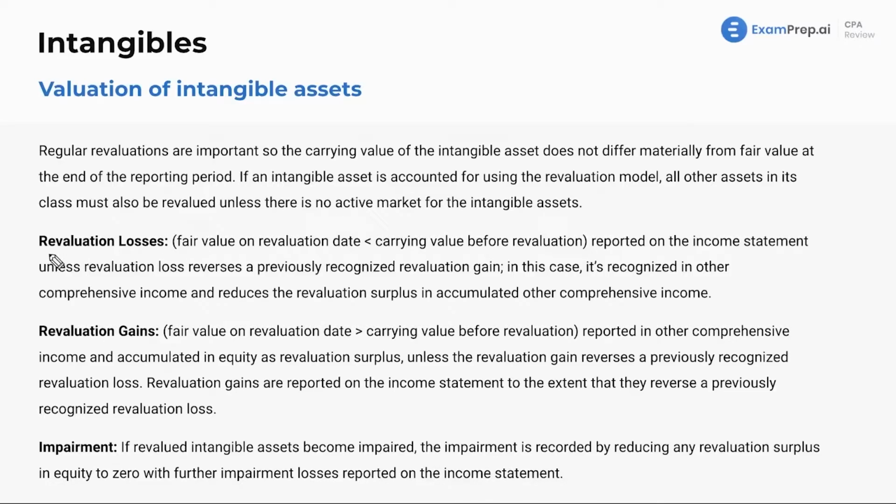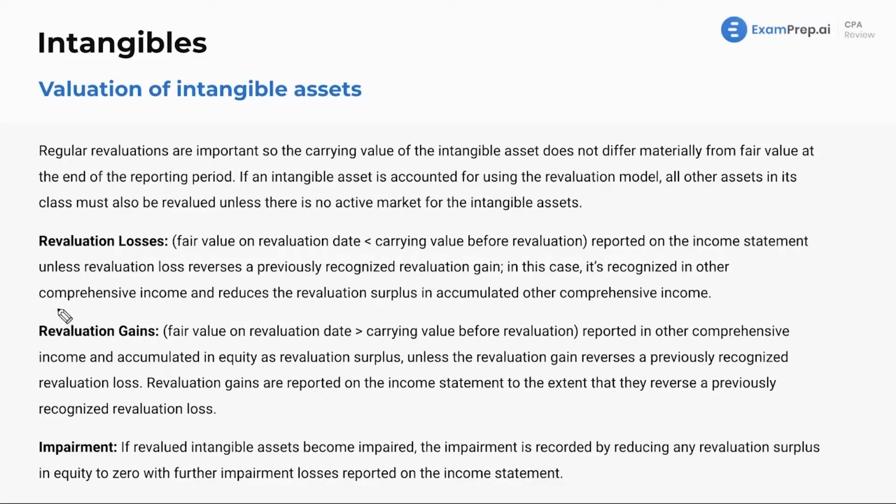So let's say we have a revaluation loss, right? We come in and say that the valuation team says that the asset is not worth as much as you are stating it as. Well, the fair value is going to be less than the carrying value. So that loss is going to be reported on the income statement unless revaluation loss reverses a previously recognized revaluation gain. In this case, it's recognized in OCI.